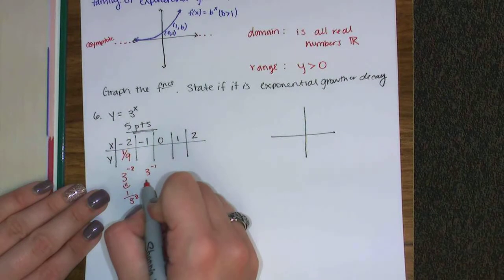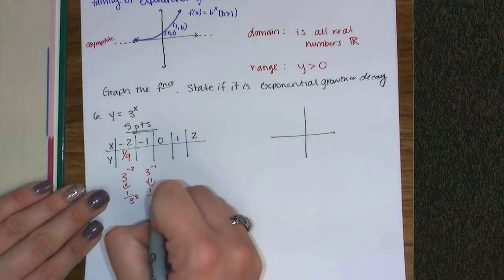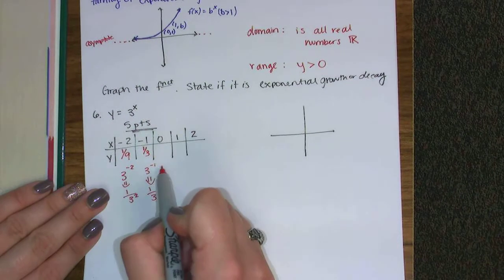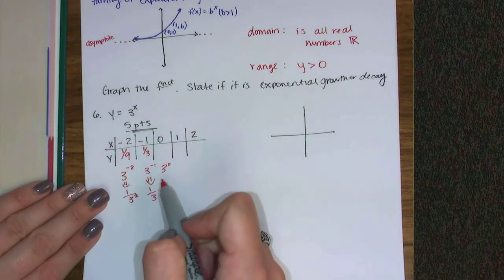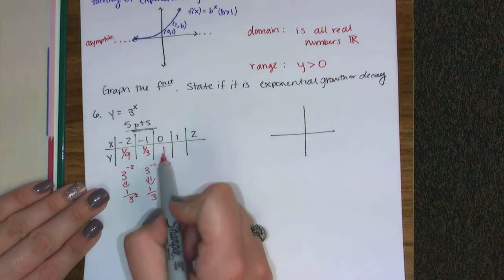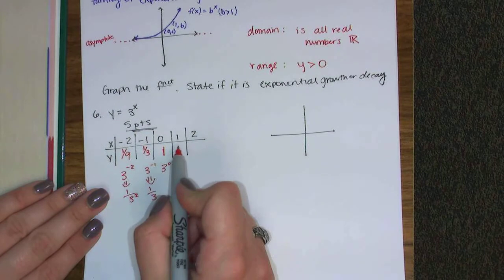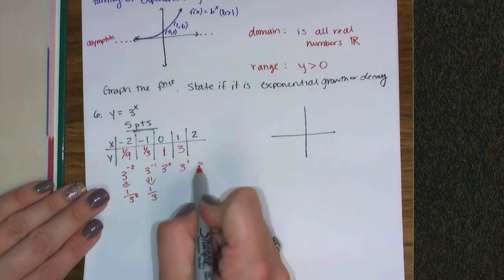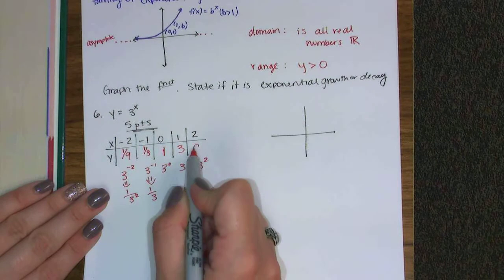0, you end up with 3 to the 0. And so that's just 1. Hopefully you remember that from rules of exponents. Here we end up with 3 to the 1, which is just 3. And here we get 3 squared, which is 9. So now you come over to your graph here. Okay, and it doesn't have to be anything perfect.